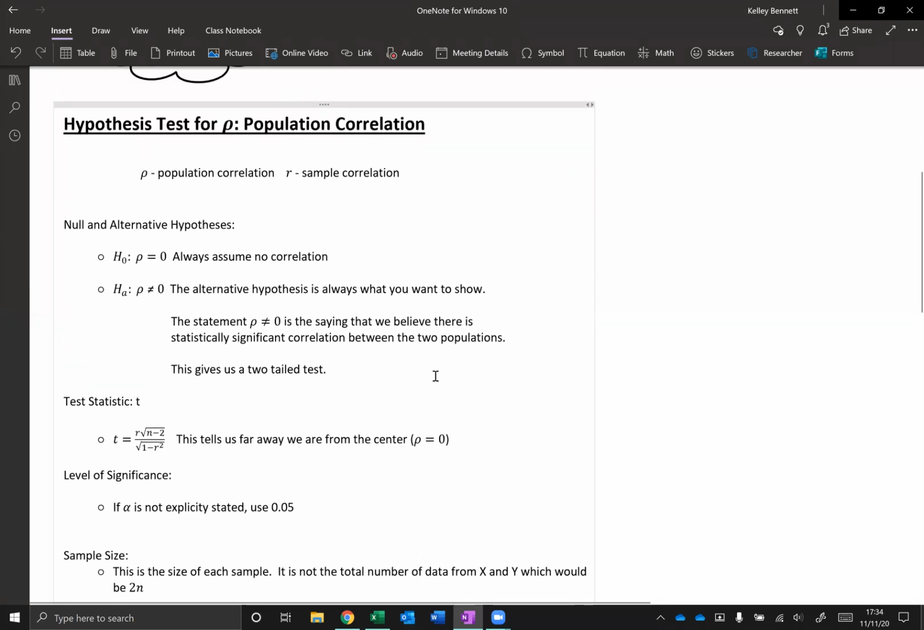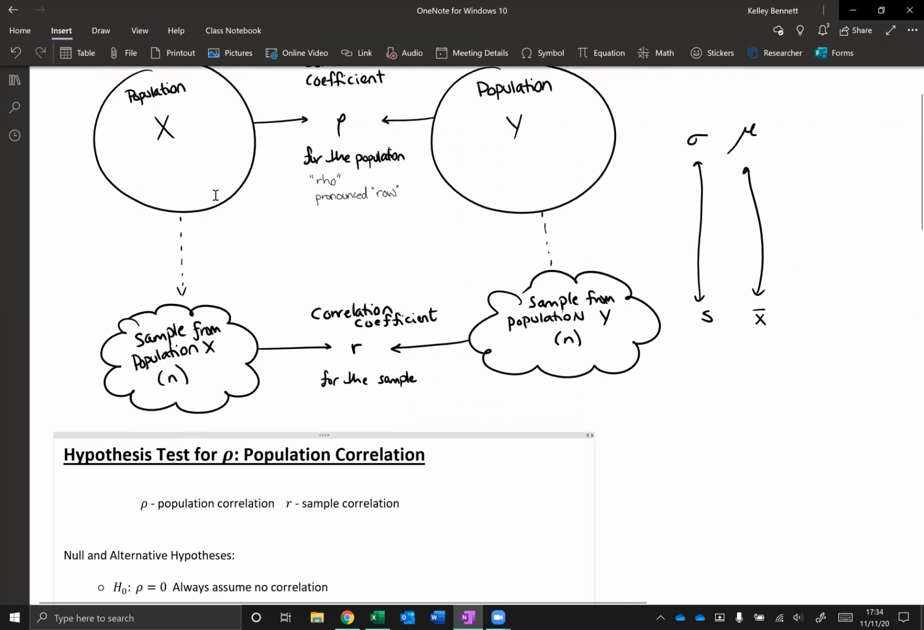So let's go back up to the top really quickly. Notice that we took a sample of size n from population X, and we took a sample of size n from population Y. So the sample size that we're going to input into Excel is going to be n. It's not the sum of all the data, which would be 2n. It's just the size of each sample. And remember that they have to match in order to compute a correlation coefficient.